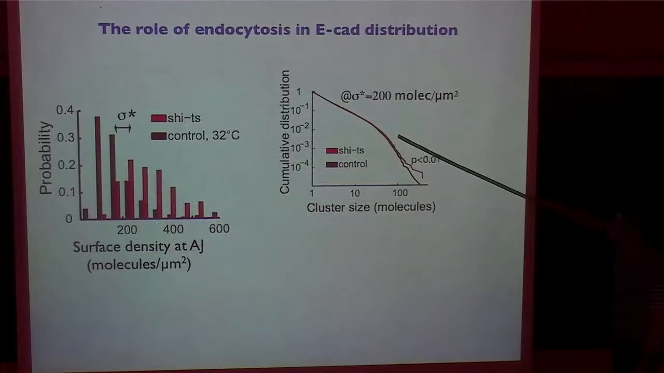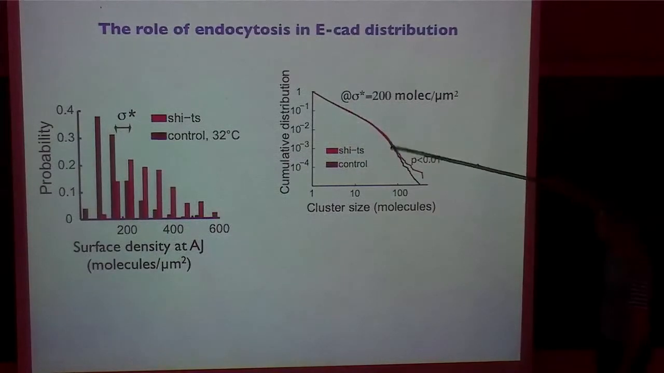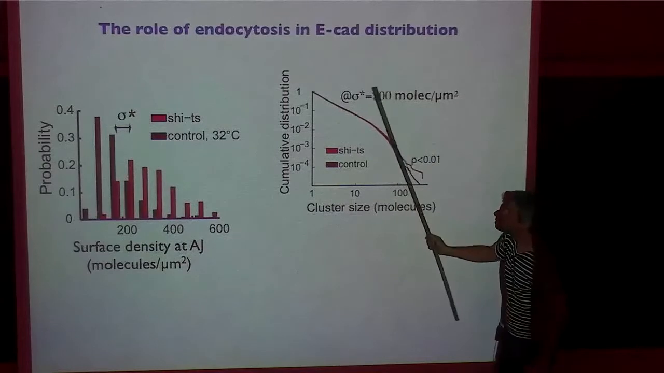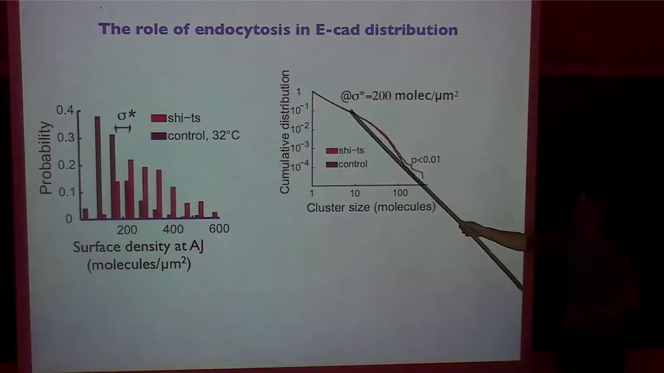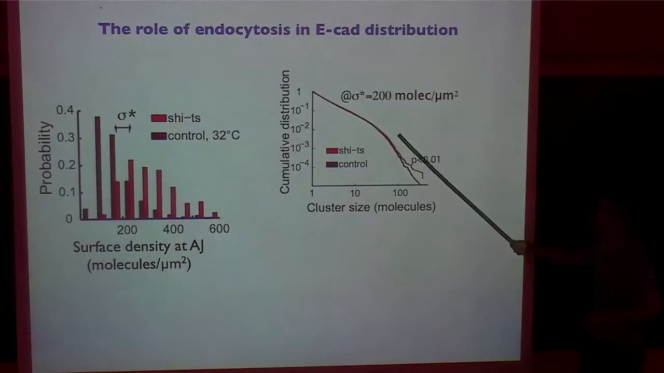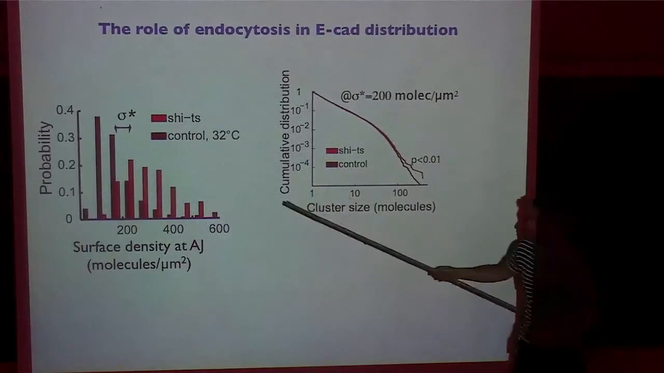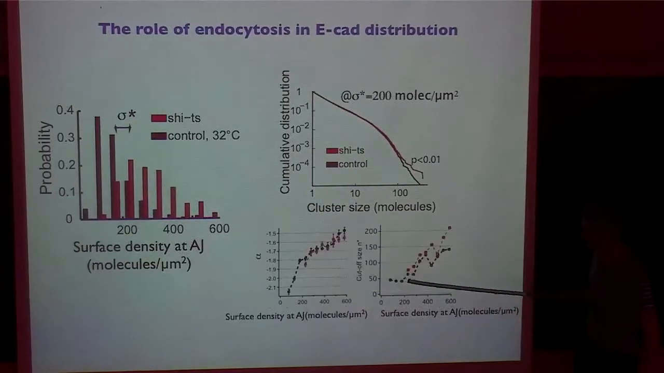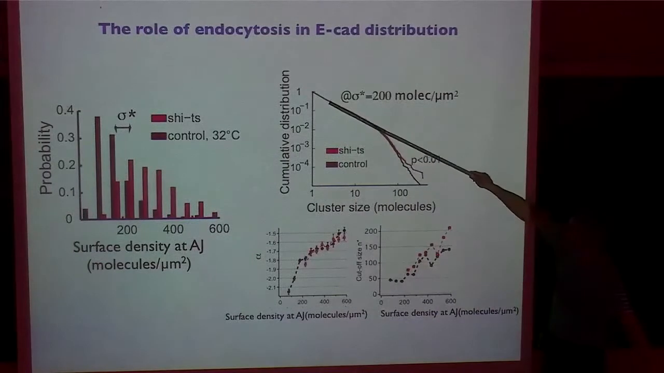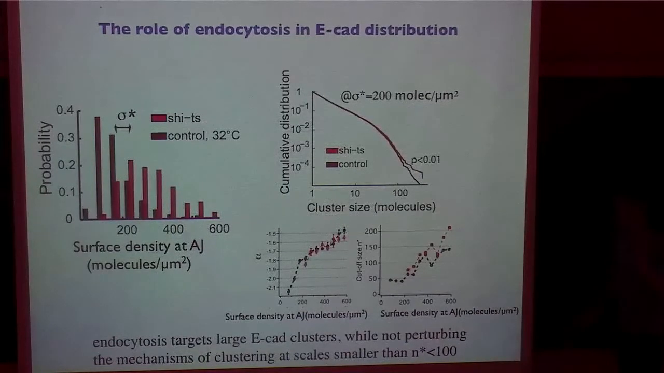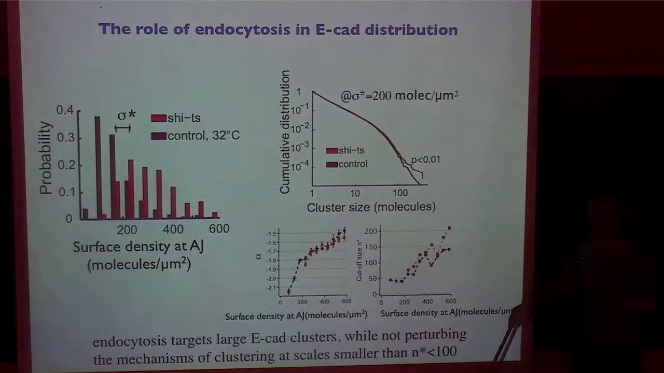So here you do see that the cluster size distribution is first not changed at small sizes. This already suggests that endocytosis does not play any role in this distribution at this size, and it plays a role at larger sizes. By comparing the distribution at the same surface density, and at different surface densities, we can show that the slope is unchanged while the cutoff is changed. And this shows that endocytosis targets large Ikarin clusters, and it doesn't change anything in the clustering at smaller length scales.